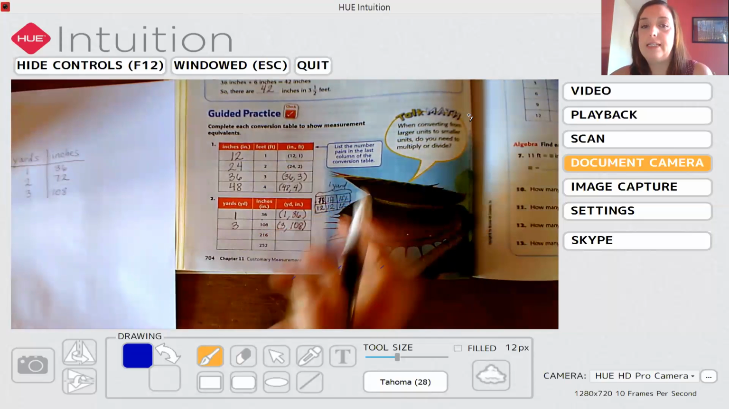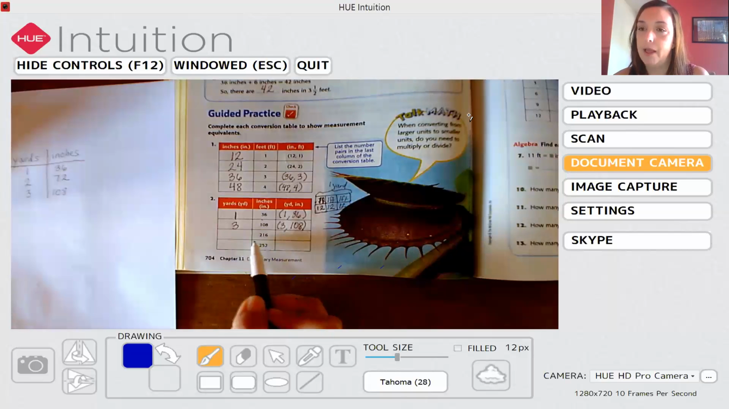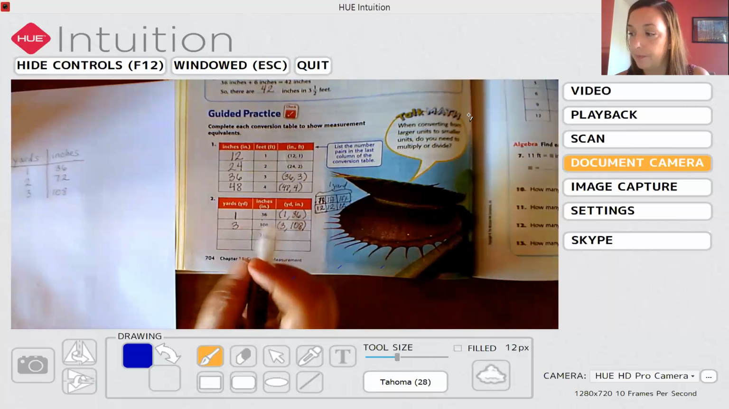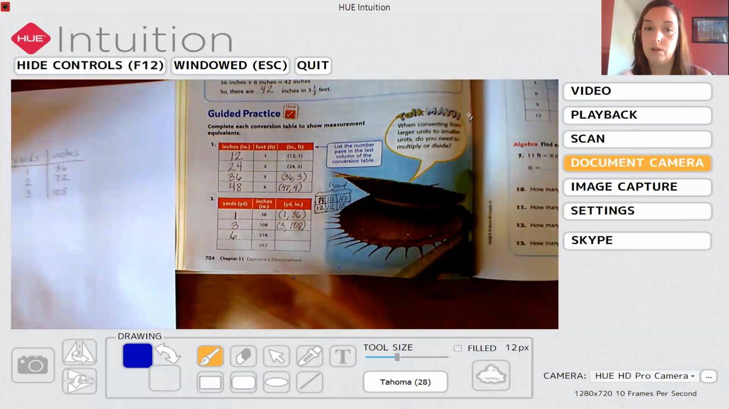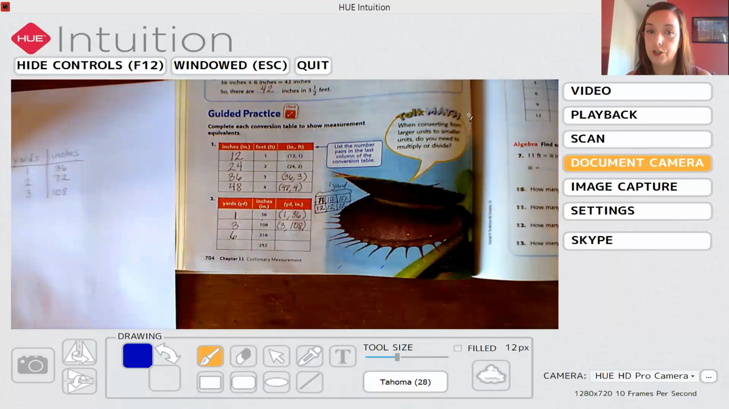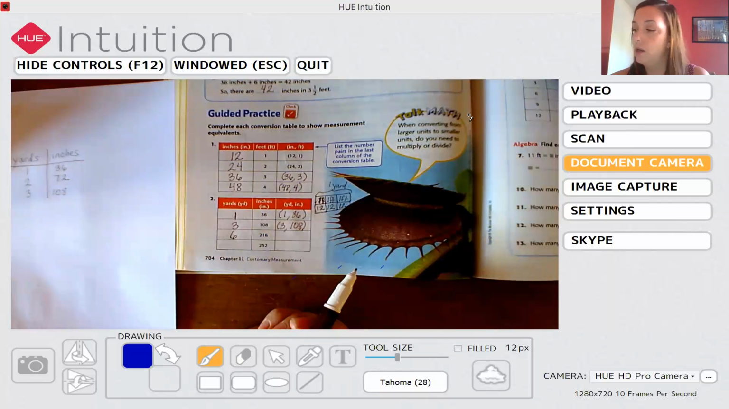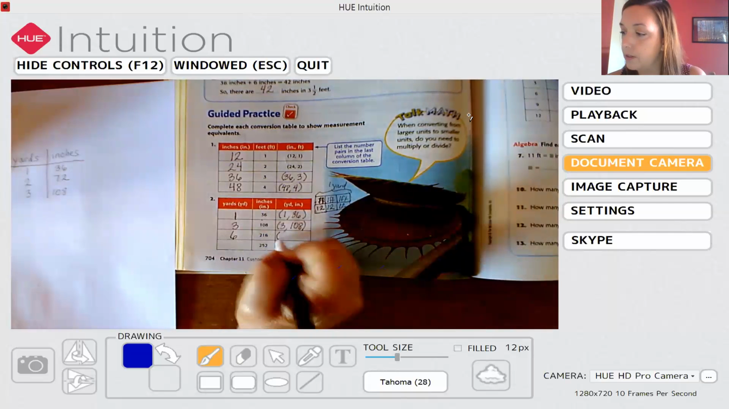So for 216, I'm looking at that and I'm like, they just doubled 100 and 100 is 200, 8 and 8 is 16. So if they doubled the amount of inches, then what they did is they doubled the amount of yards here. 6 yards equals 216 inches, because if you double the amount of inches, we double the amount of yards. So now my ordered pair is 6, 216.